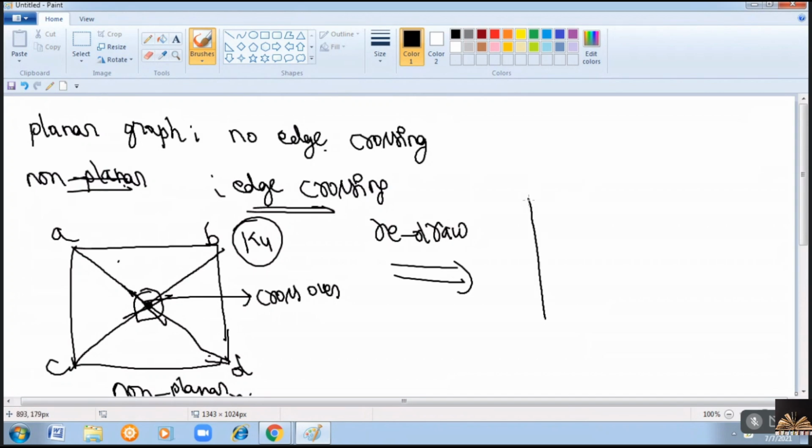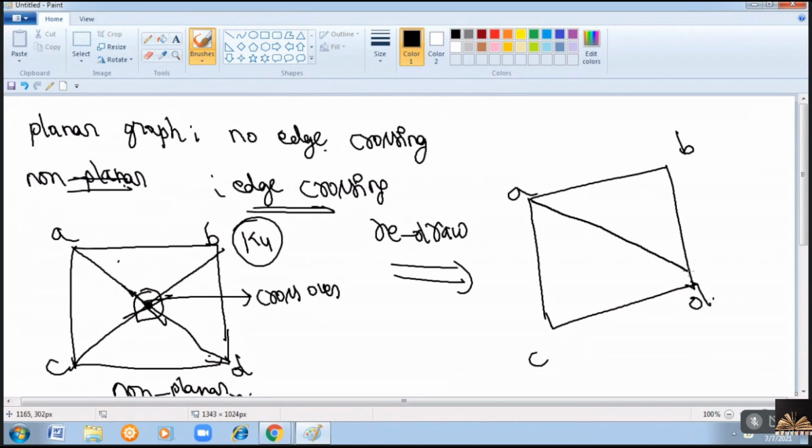So what I am doing here is, I am trying to redraw the complete graph K4, right? So how many edges do we have? These are the 4 edges. There is an edge from B to C and one more edge from A to D. If you draw this edge, here you have a crossover, right? To avoid that, I can redraw the edge from A to D like this, right?